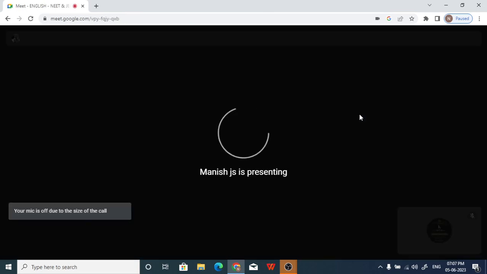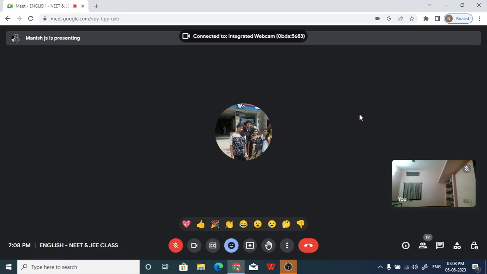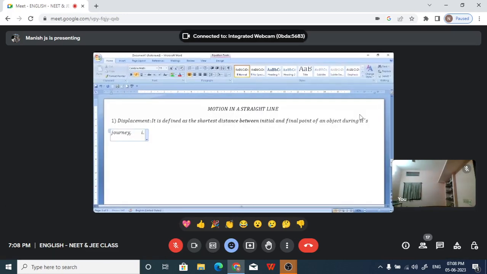Is it a scalar or a vector quantity? Vector. Vector quantity. Yes, it is a vector quantity because it has both magnitude and direction. So I'll just mention here it is a vector quantity. This is the basic idea of displacement.